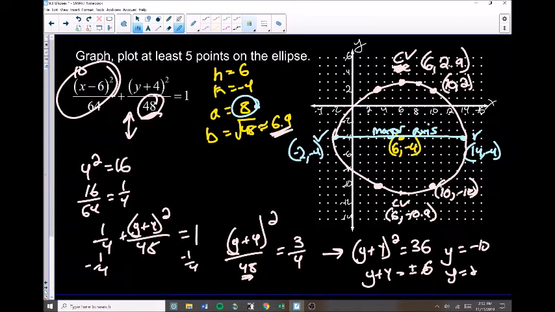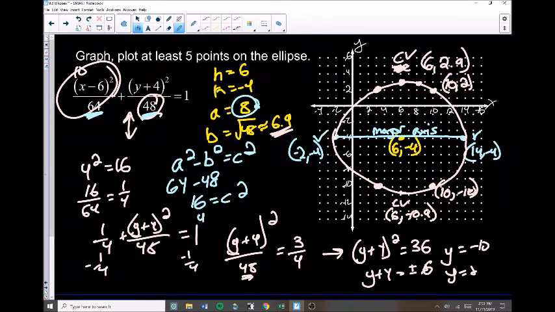I'm going to use the evil Pythagorean theorem, which is a squared minus b squared equals c squared. I know what a squared is, it's 64, and I know what b squared is, it's 48. 64 minus 48 equals 16. If 16 is my c squared, then 4 is the c. Don't worry about the plus or minus. We know we're going to move left and right 4 units.